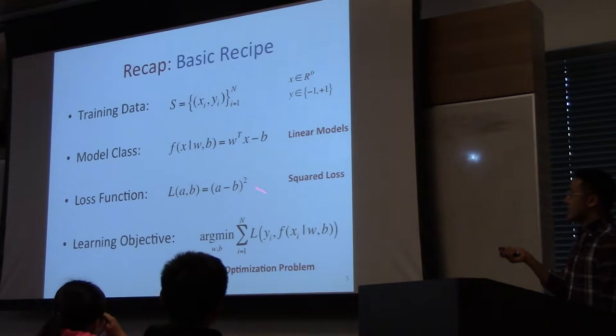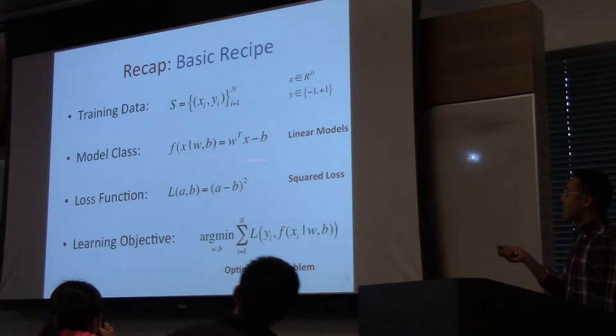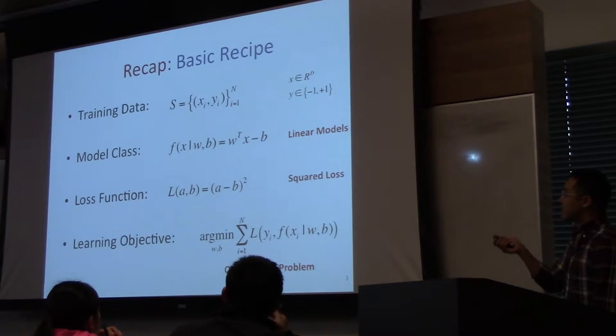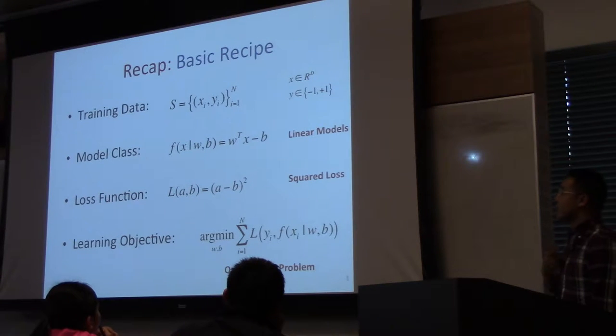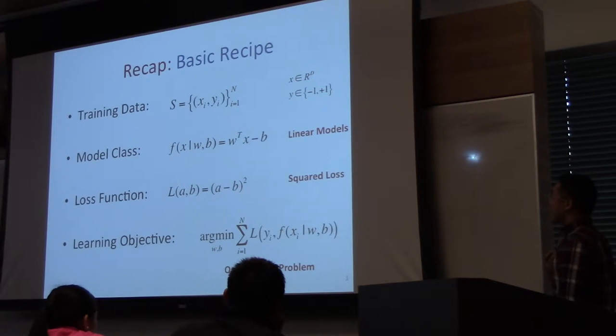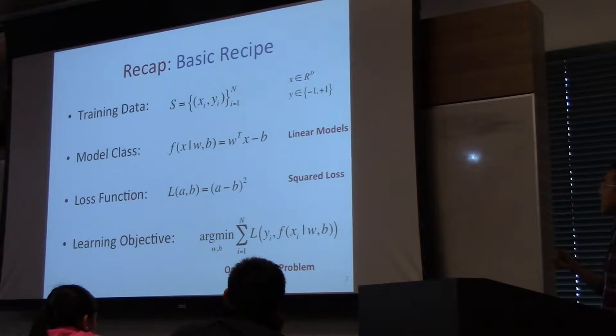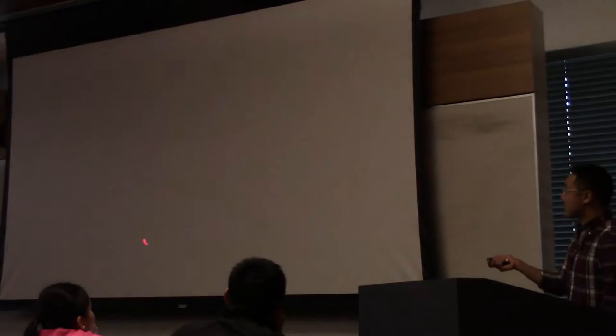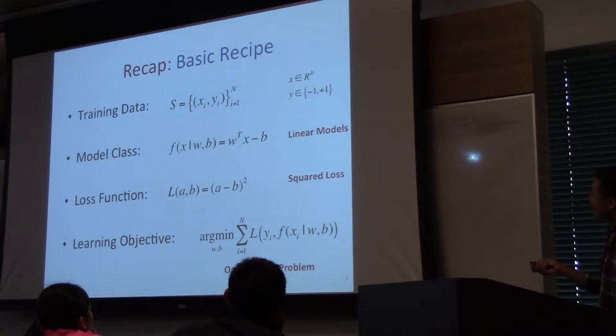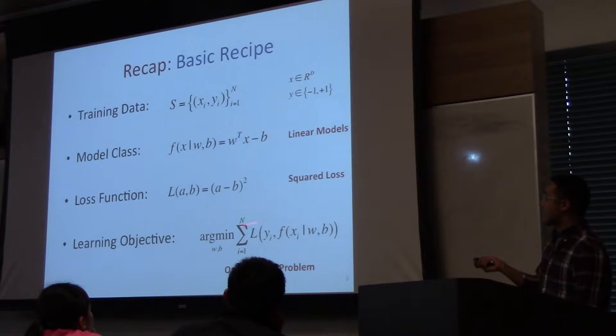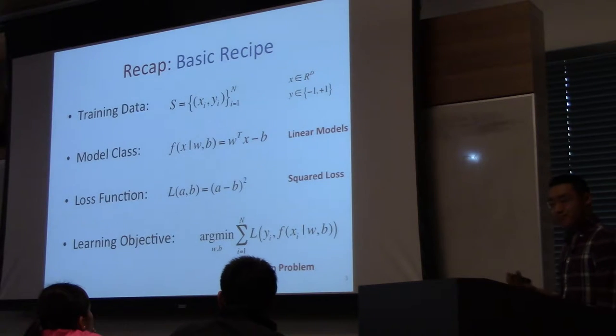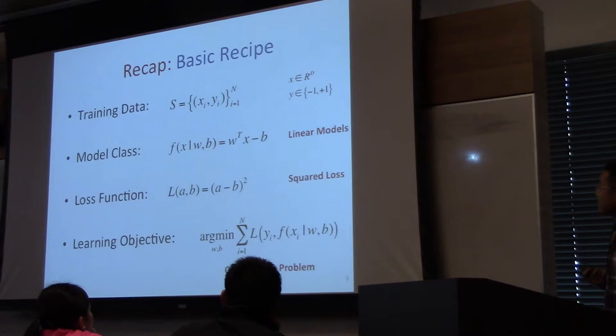And you choose a loss function. This characterizes how well your model is predicting on this training set. So, if the true label is A and your model predicts B, this is square loss. This quantifies how poorly your model is doing on this training data for some parameterization of your model class. And then the learning objective, given all of this, is to solve this optimization problem where you want to find the parameterization of your model class that minimizes your loss function over your training set. Okay, so this is the basic recipe.